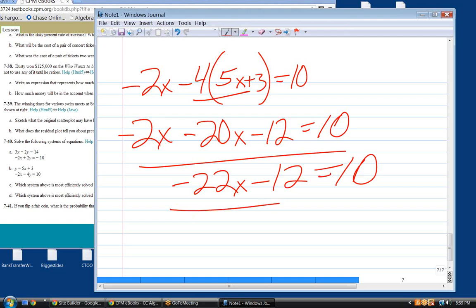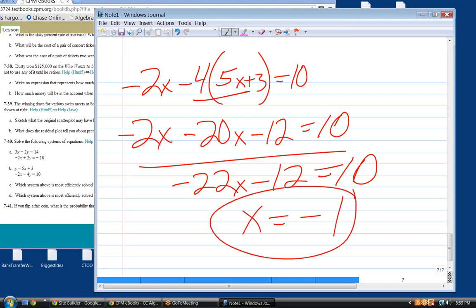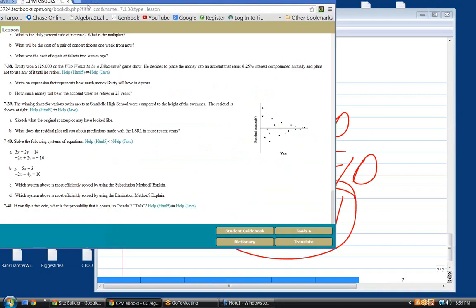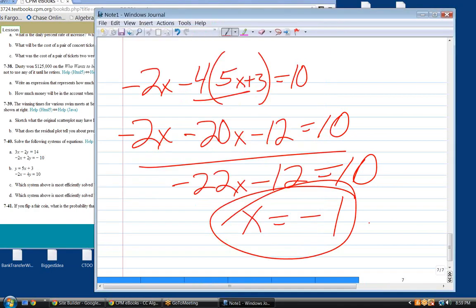When you get to that stage of an equation, you want to put all your terms with variables on one side, all the terms with numbers on the other. Plus 12. Oh, x equals negative 1. Right? Yep. And that was 2 minutes.